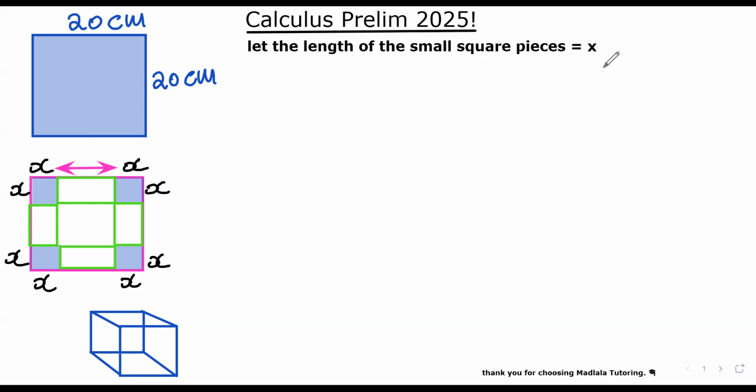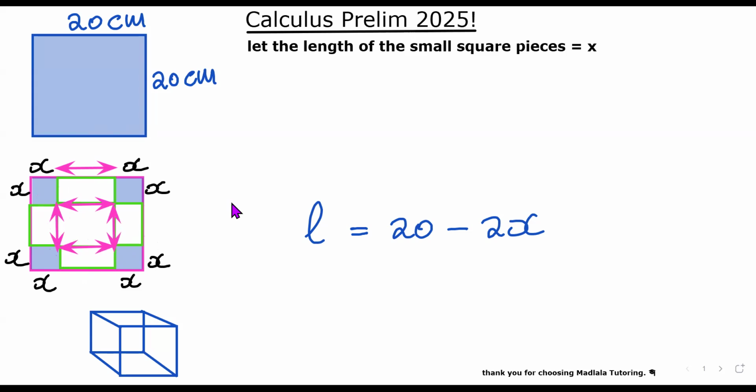So then, if the length of the small square piece is x, then what's the length of the box itself? Well, as we said, the length of the box will now be 20 minus 2x. That is how it works. Okay, fine. It's still a square even after cutting out those squares on the corners there. So this one as well is going to be 20 minus 2x, 20 minus 2x, and of course, 20 minus 2x even there.